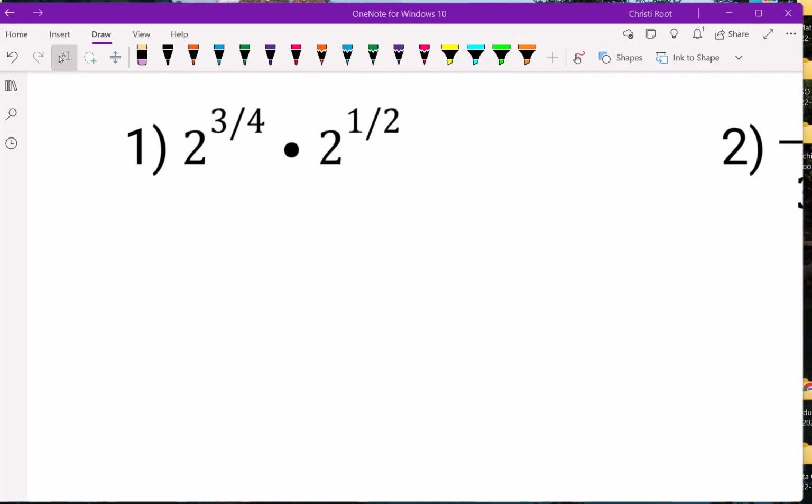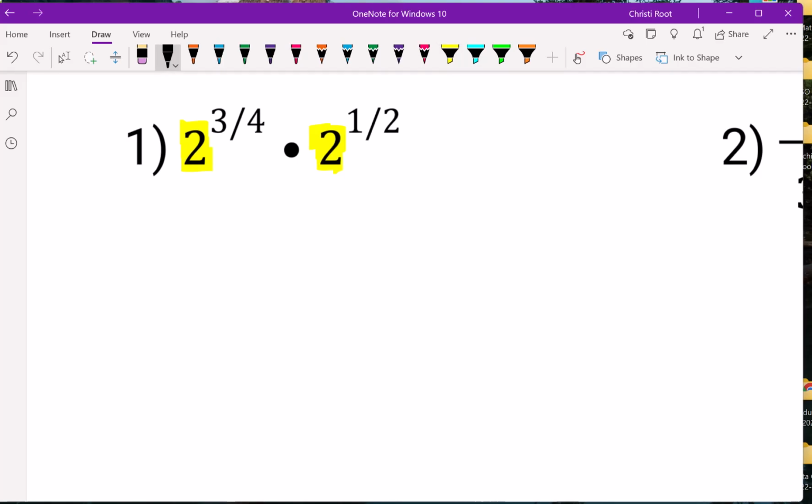Okay, so example number 1. Here's what you want to do. You need to look for similarities. Like, look to see if your base is the same. Okay, so my base is the same. Awesome. What are you doing to the base? Are we multiplying the bases? Are we dividing the bases? In this case, we're multiplying, right?